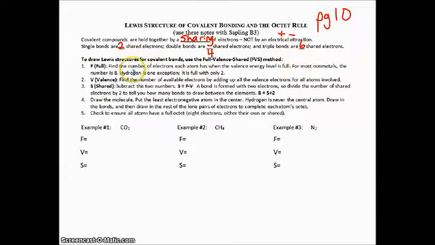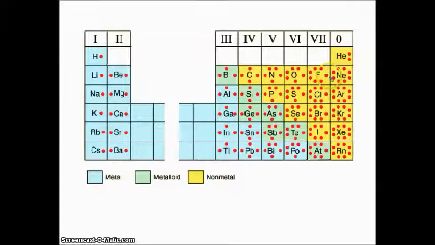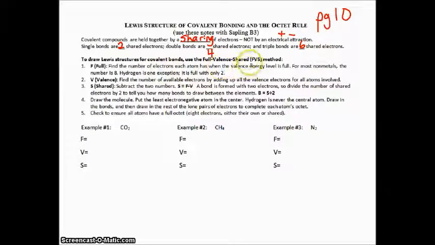So there's a pretty complicated process to figure out the Lewis structure for ones that aren't easy, like we did that activity with the dot diagrams and you overlapped them, and so you could sort of look at these and see who could share. But sometimes they're a little bit more complicated than that, and that's where this process comes in. We call it the full valence shared method, FVS for short.